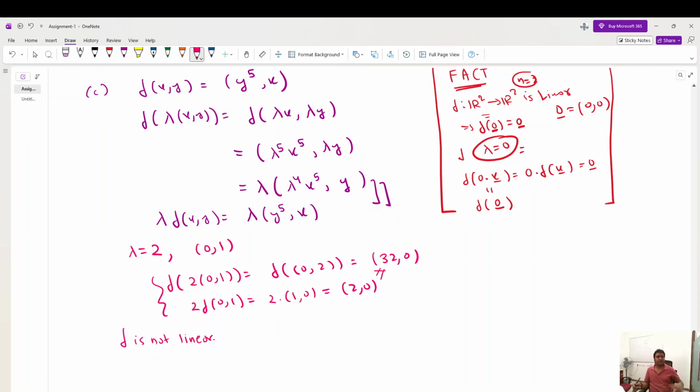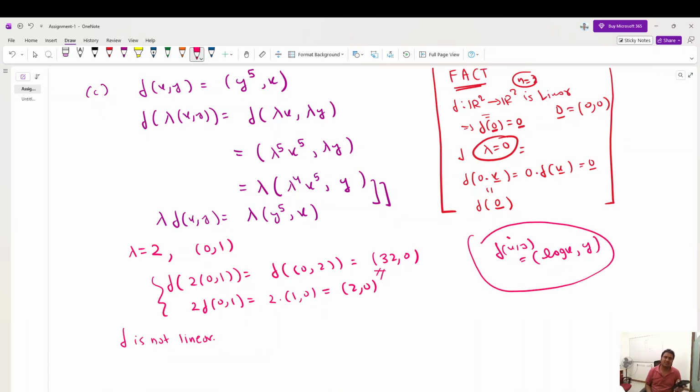So similarly, you can have various other functions we can give you and ask, is this linear? Try to do it for all functions. For example, f of (x, y) you can define as, say, (log x, y). What about this? Is this function linear?